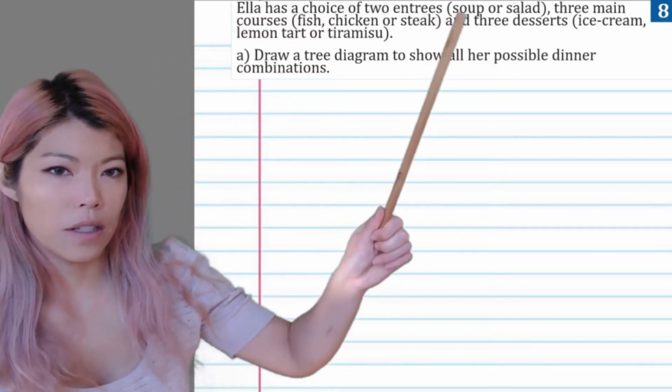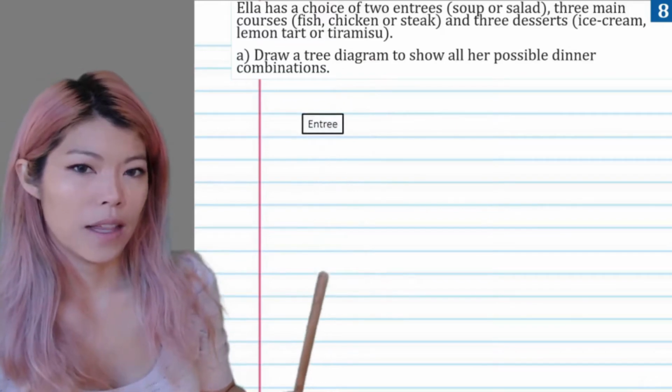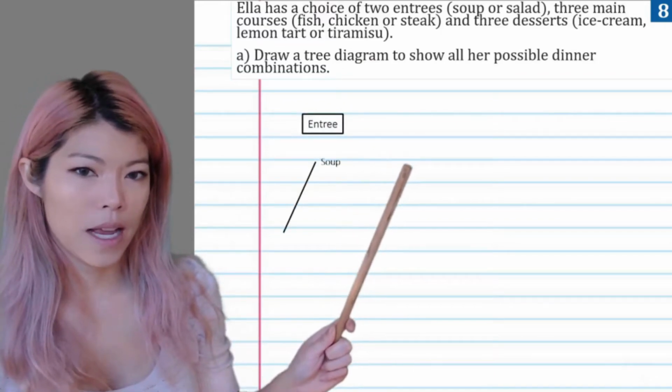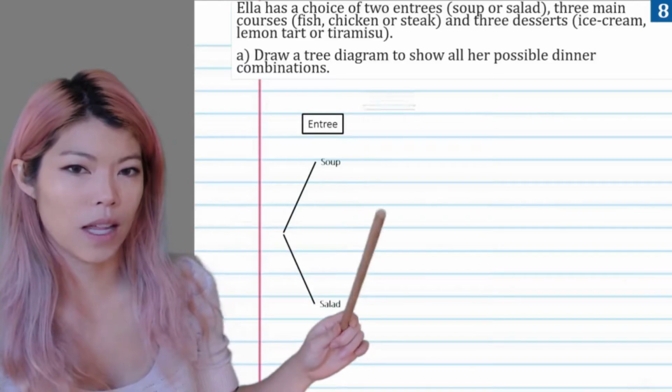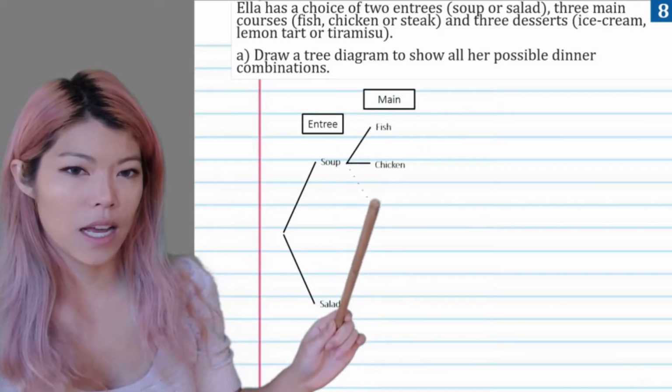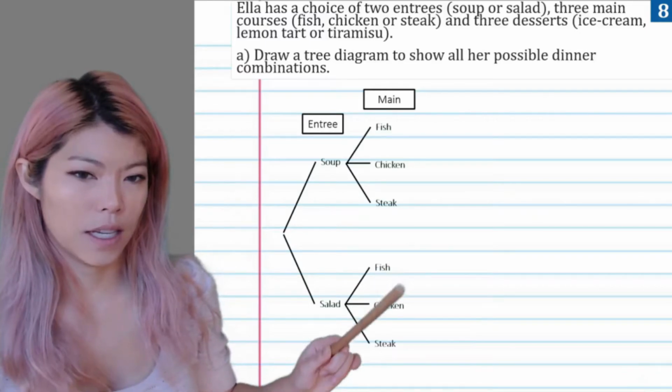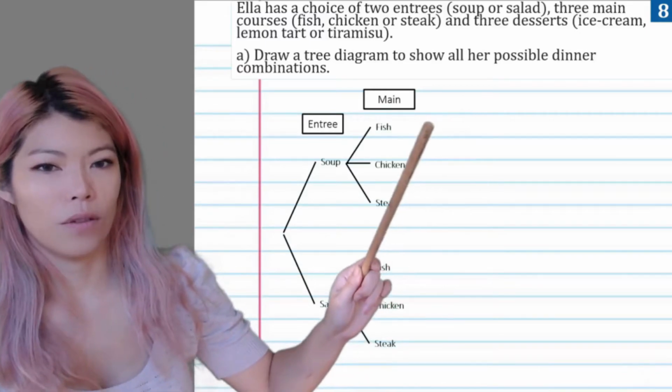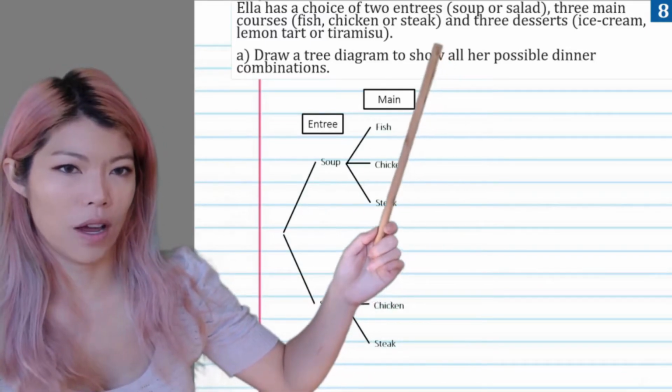So our first stage is entree, then our second stage is our main. So the entree is soup and salad, then our main. So if she has soup, she can have fish, chicken or steak. If she has salad, same 3 options. And then for each of these, she can also have 3 desserts.